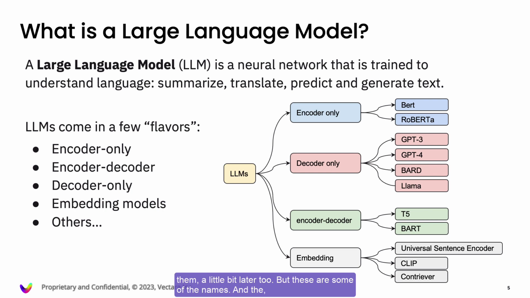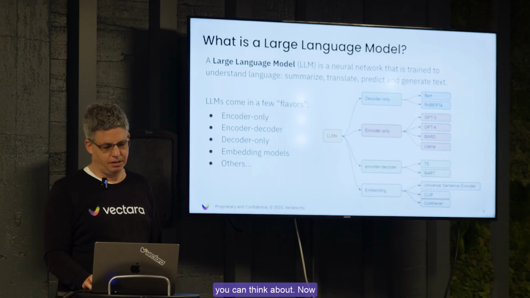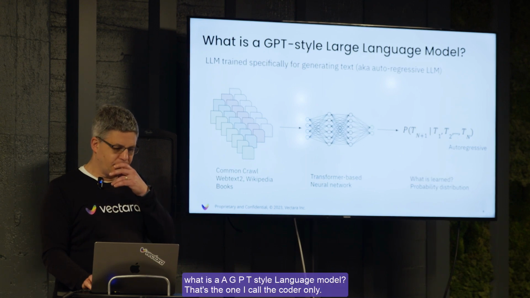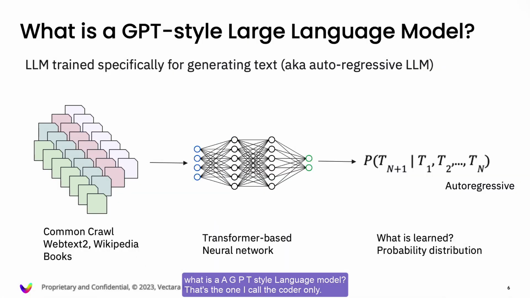But these are some of the names, and the picture here is much more complicated than that. I'll have a more complicated diagram in a minute. But one of the ways you distinguish them is by which architecture they have. And so those are the types of architectures that you can think about. Now, what is a GPT style language model? That's the one I call decoder only.